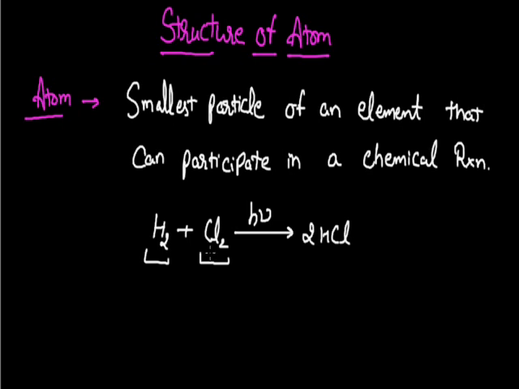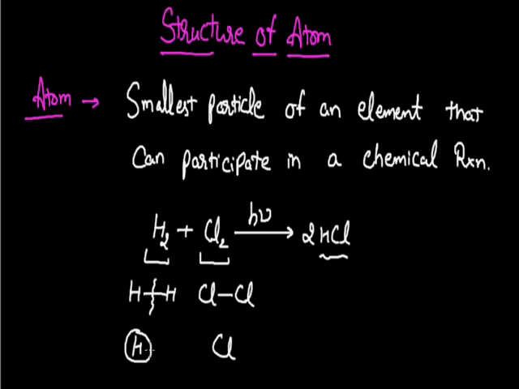These two molecules are diatomic molecules which are made by two atoms of the individual element, such as this hydrogen molecule is made by two hydrogen atoms that can be represented like this. But whenever it participates to form hydrogen chloride, this molecule of hydrogen dissociates to form two hydrogen atoms. And here, each hydrogen atom reacts with each chlorine atom that we get by the dissociation of the chlorine molecule.